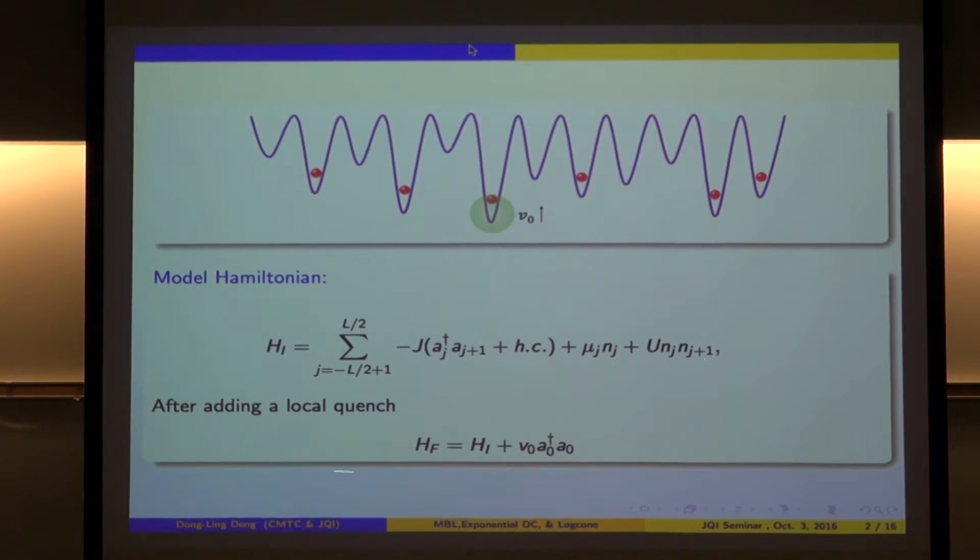For the first question, I will give a positive answer. I will show that in localized systems, there is indeed an orthogonality catastrophe, but there are two new features. The first one is that this orthogonality catastrophe in localized systems decays exponentially with system size. And the second one is that this orthogonality catastrophe is statistical, as I will explain later. For the second question, I will show that information can only propagate logarithmically in time in this localized system.